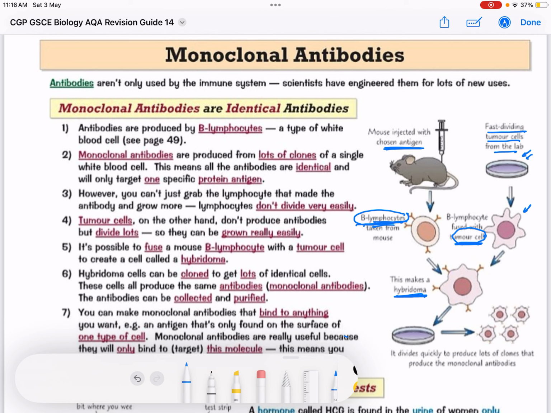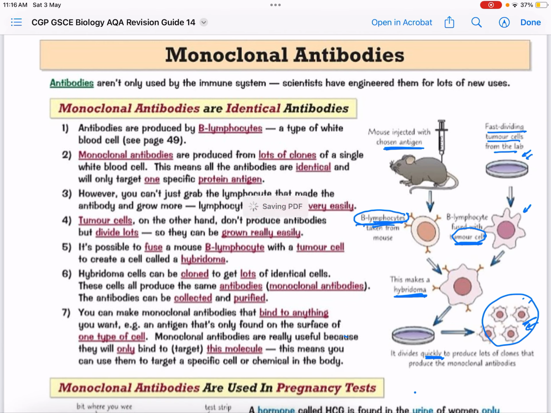Now, the hybridoma can be cloned to get a lot of identical cells. These cells all produce the same antibodies, the monoclonal antibodies. The antibodies can then be collected and purified. This gives the antibodies quickly, and it's also a relatively cheap way to produce them.